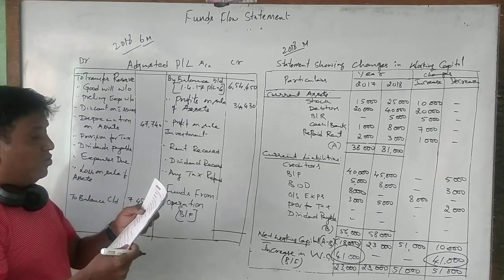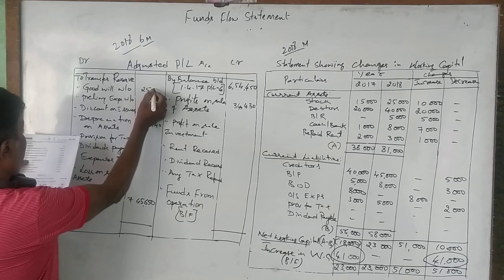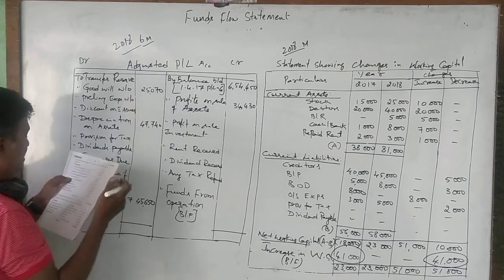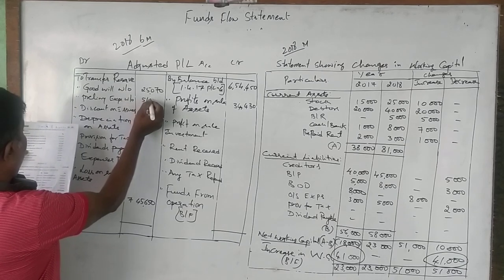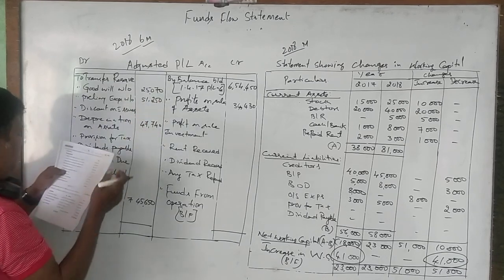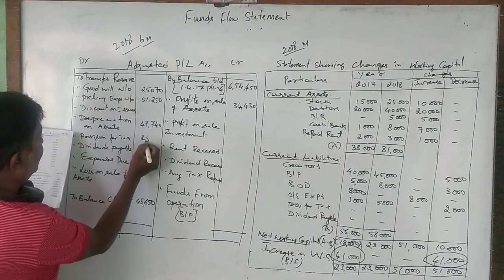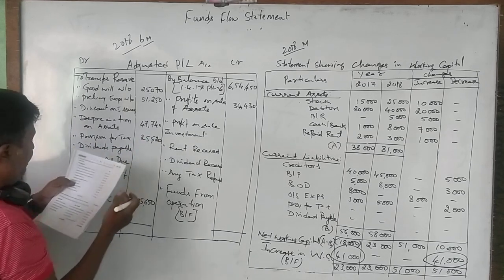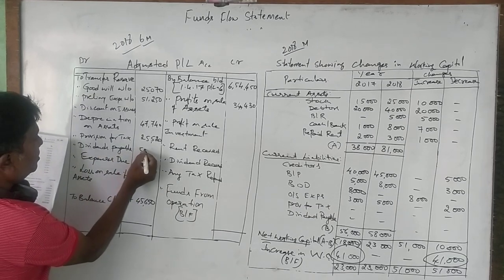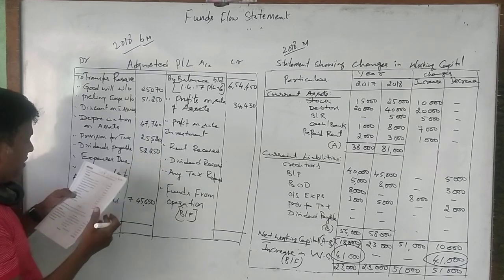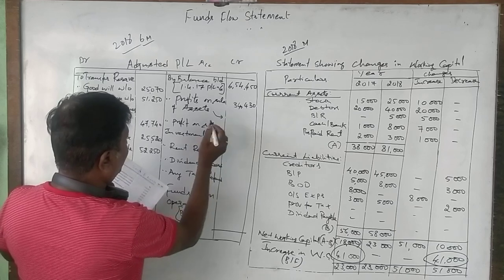Goodwill written off here is 25,070. Preliminary expenses written off is 51,250. Provision for tax, 25,520. Proposed dividend is nothing but dividend payable, 52,250. Profit on sale of building, we can write here only.